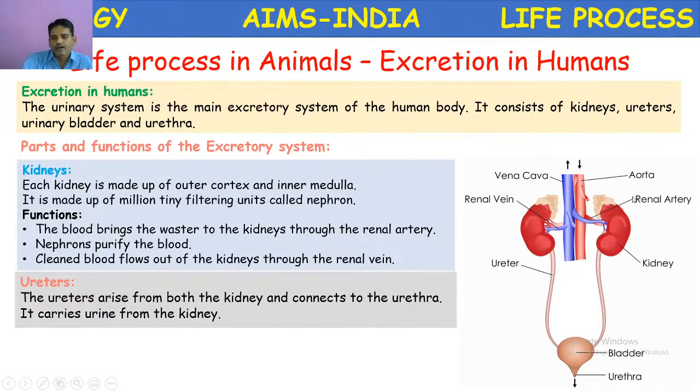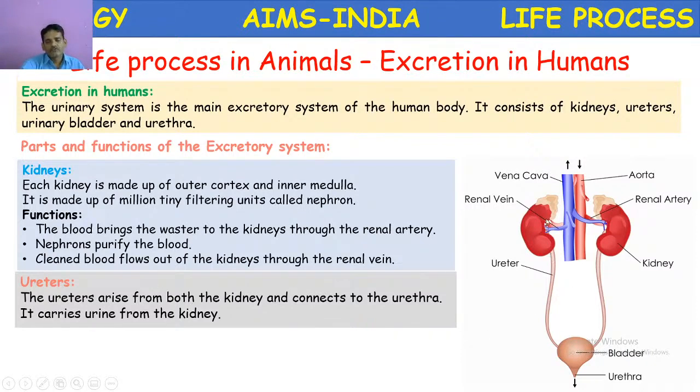After reaching the nephrons, the impure blood gets filtered. That's why they are called structural units of kidneys. After filtration, the cleaned or pure blood is again carried to the remaining parts of the body by a special vein called the renal vein. So, renal artery and renal vein are the two important blood vessels associated with the urinary system.